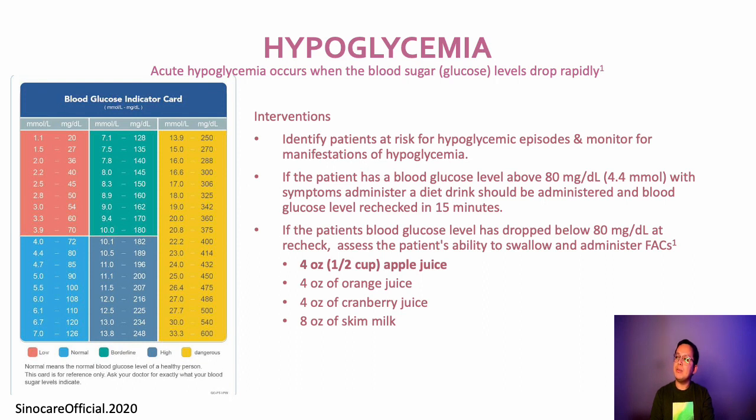So if the patient has a blood glucose level above 80 milligrams per dl or 4.4 millimole with symptoms, administer a diet drink and blood glucose level rechecked in 15 minutes. Why? Even if it's a diet Coke or diet something, it has a little bit of glucose, and then recheck in 15 minutes. This is what the book says, but in our hospital we don't use this. We jump into the next one.